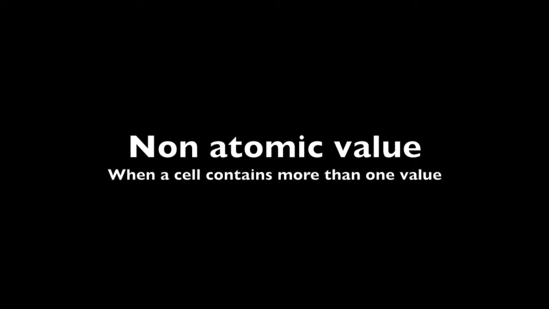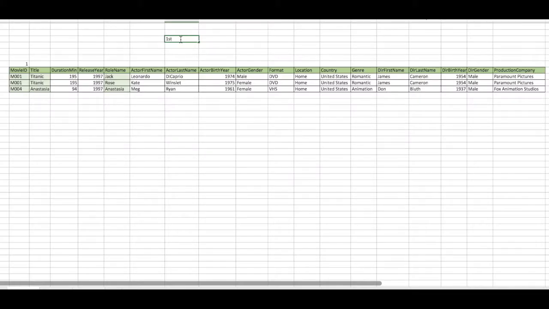In order for a table to be at the first normal form, it cannot contain any non-atomic values. We call it a non-atomic value when we have a cell that contains more than one value. Here I have normalized my table to the first normal form, so each cell now contains only one value.